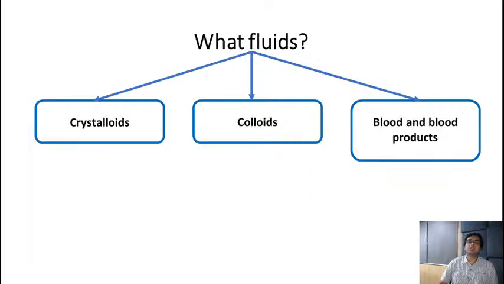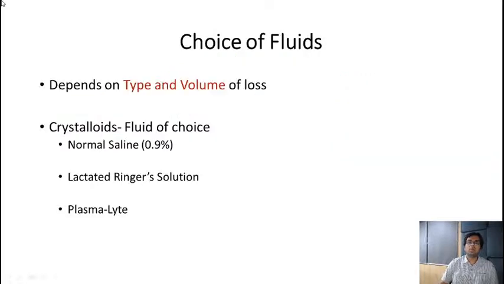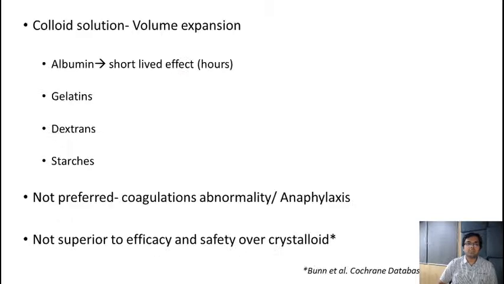And what are the various fluids that are present in the armamentarium of the surgeon? These are crystalloids, colloids, blood and blood products. So, which type of fluid should we choose for resuscitation? It depends on the type and the volume of the loss, and usually crystalloids are the fluid of choice, and the various crystalloids are normal saline, Ringer's lactate and Plasmalyte. However, colloids can also be chosen, which include albumin, gelatin, dextran and starches.